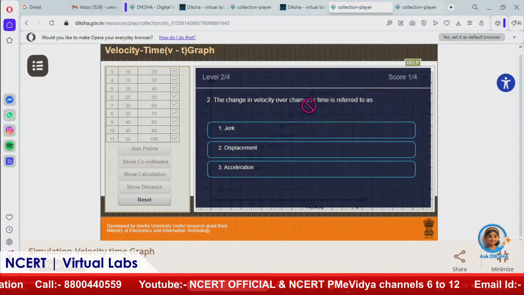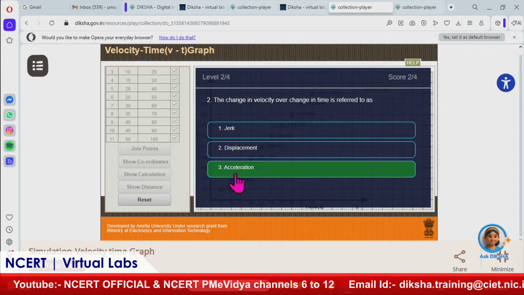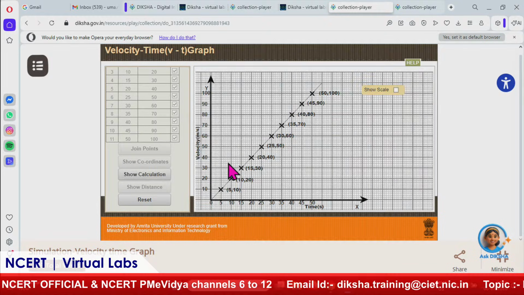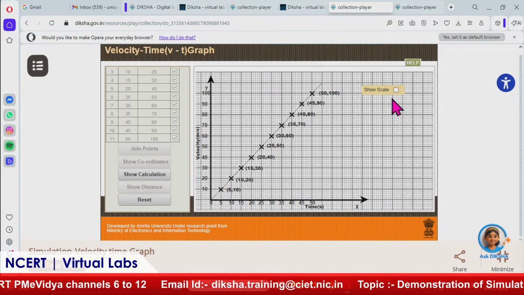Then change of velocity over the change of time, it is acceleration. If I give the wrong answer, it will not allow me to complete this experiment. All right. Okay. Now here one option is there, show scale.